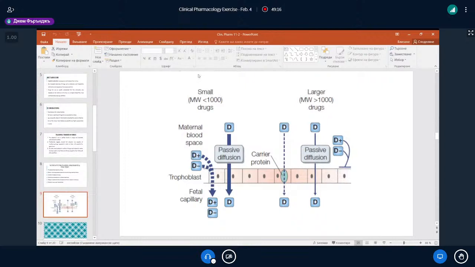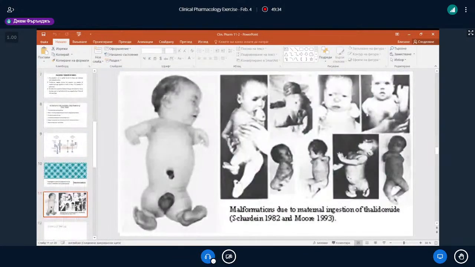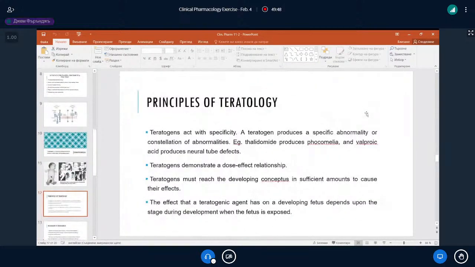Here is this figure where you see that small molecular weight drugs can pass more easily through the membranes by passive diffusion, but larger molecular weight drugs cannot do this. You know what a teratogen is already, so this is an example of what thalidomide caused during the 50s, 60s, and 70s. Phocomelia is the malformation, the teratogenic effect of thalidomide.